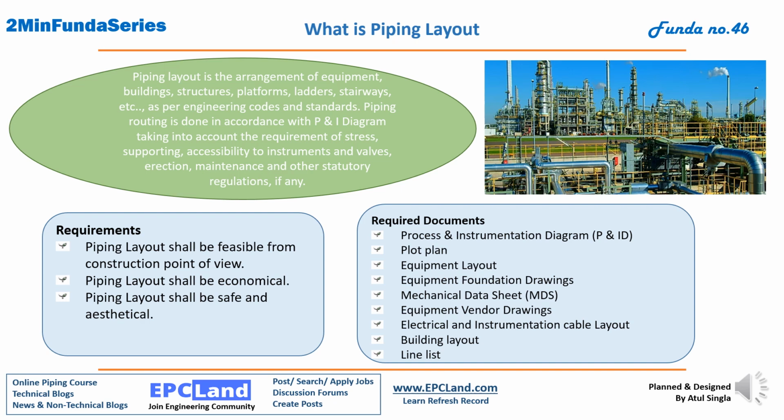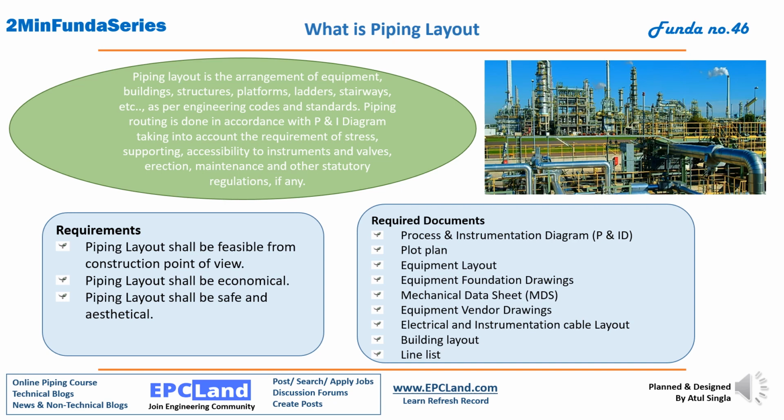So to prepare this piping layout, many documents are required. For example, the process and instrumentation diagram, that is P&ID, plot plan, equipment layout, and equipment foundation drawing. These things we receive at a very preliminary stage, at the start of developing the piping layout, and in the main run we develop all these things.